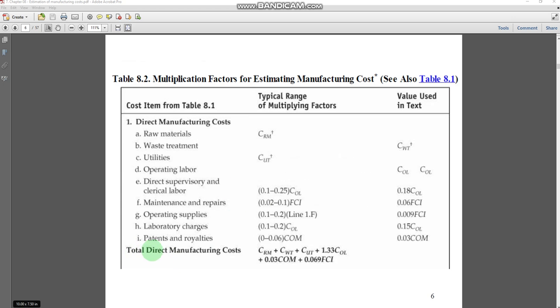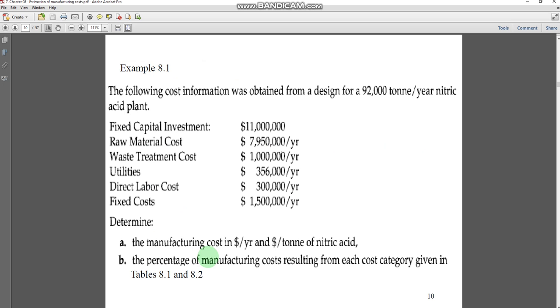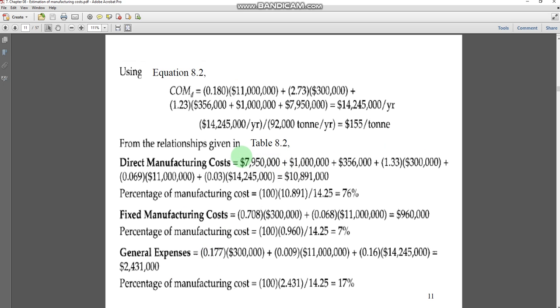So for the total direct manufacturing cost, we include the cost of the raw material, the cost of the waste treatment, the cost of the utilities, 1.33 multiplied by the cost of the operating labor, plus 0.03 times the cost of manufacturing, and then 0.069 times the fixed capital investment. We have to use this equation to estimate the total direct manufacturing cost. We have done the same thing here.